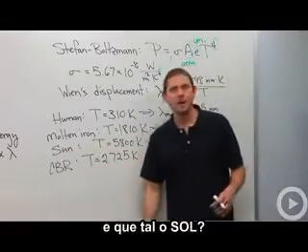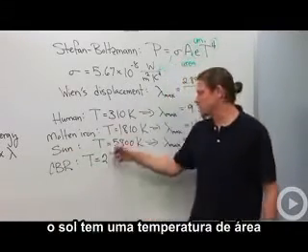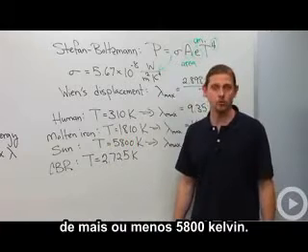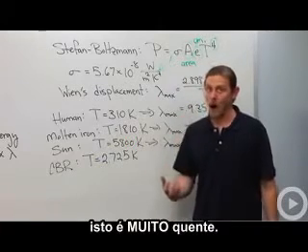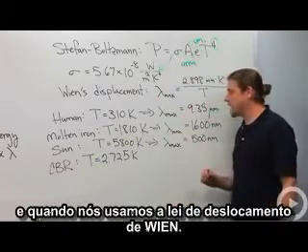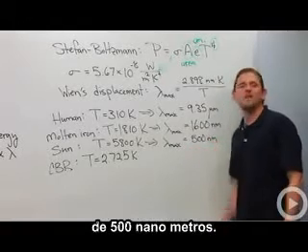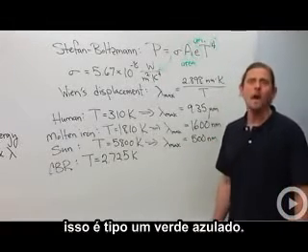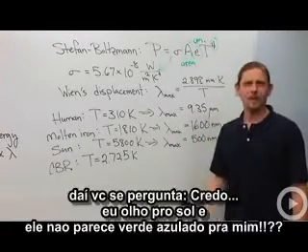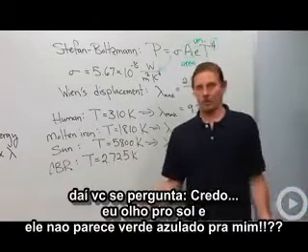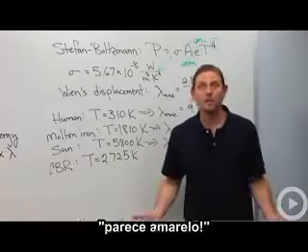What about the sun? The sun has a surface temperature of about 5,800 Kelvin. That's very hot. And when we use Wien's displacement law, we find a maximum wavelength emission of 500 nanometers. That's like a blue-green. So now you might ask, well, geez, I look at the sun, it doesn't look blue-green to me, it looks yellow.